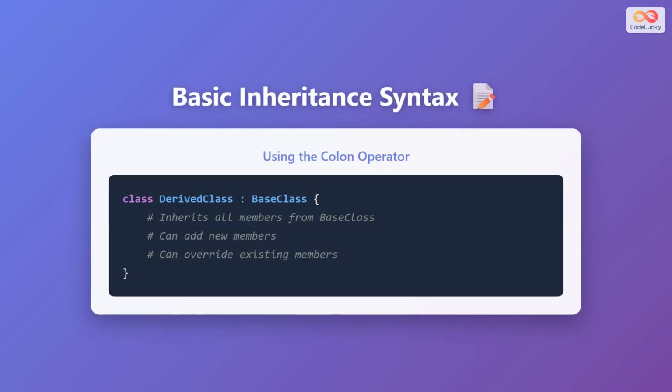To create inheritance in PowerShell, you use the colon operator. The syntax is straightforward. Class derived class colon base class, followed by curly braces. Inside the derived class, you automatically inherit all members from the base class. You can then add new properties and methods, or even override existing ones to customize behavior. This colon operator is the key to establishing the parent-child relationship between classes.